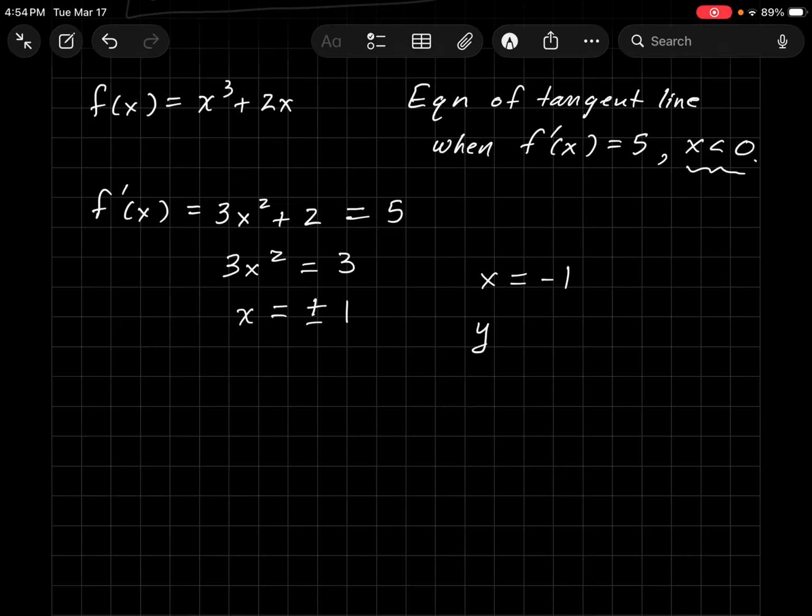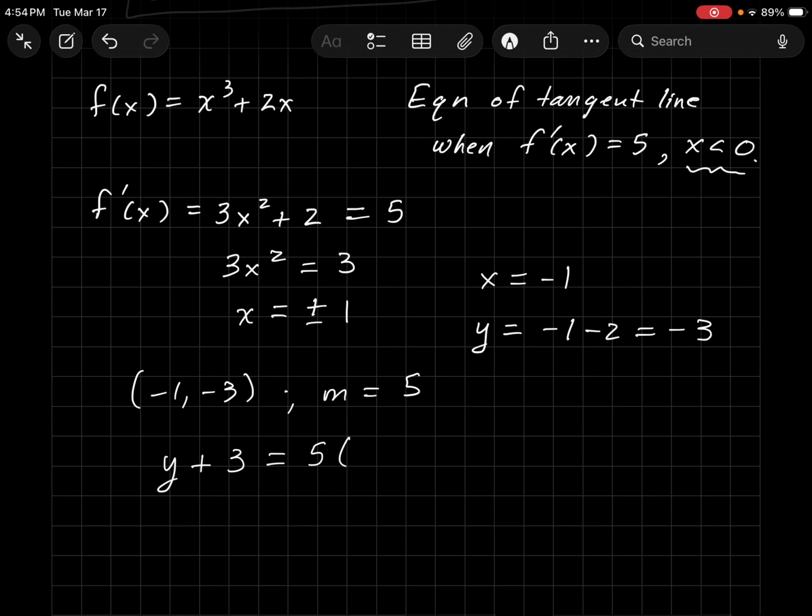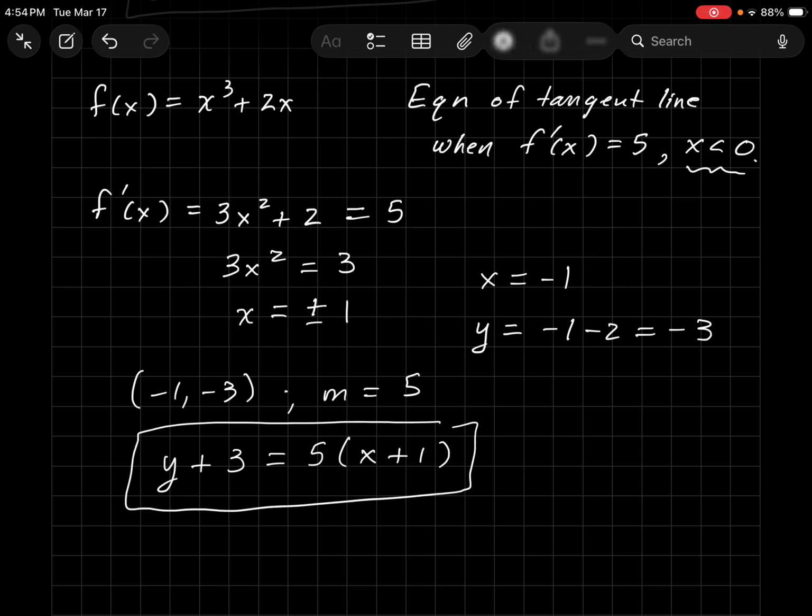I need the y that goes with it. So y is negative 1 cubed plus 2 times negative 1. So negative 3. And now we have the point, negative 1, negative 3. We have the slope is 5, and we can write the equation of the tangent line. So y minus the y value equals the slope times x minus the x value. And we have the equation of the tangent line.